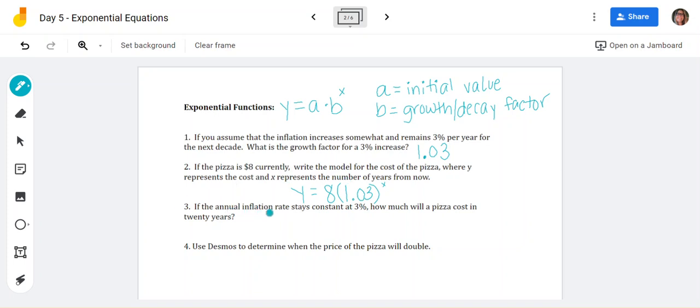So if the annual inflation rate stays the same at 3%, how much will a pizza cost in 20 years? Everything would stay the same. We would just plug in 20 where the x was, since that was representing the number of years. And when we type that in a calculator, it comes out to be $14.45 when we round to the nearest cent.